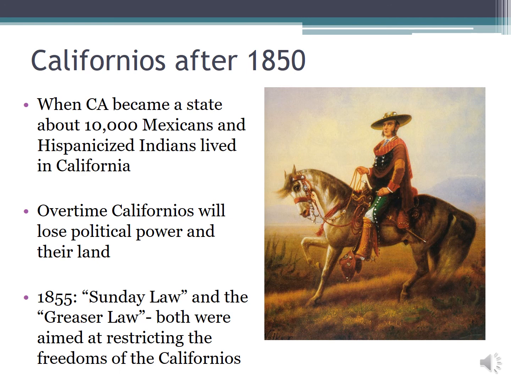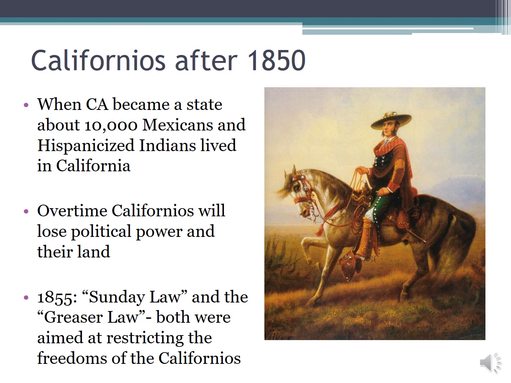And what you're starting to see is, even though the Californios could vote, and that was established in the Constitution as long as they were male Californios, you're going to start to see some laws that specifically target the Californio population. In 1855, the state legislature passed two laws. One was a Sunday law, and the other was something called the Greaser Law, which was kind of like a vagrancy law. So I'll begin with the Sunday law.